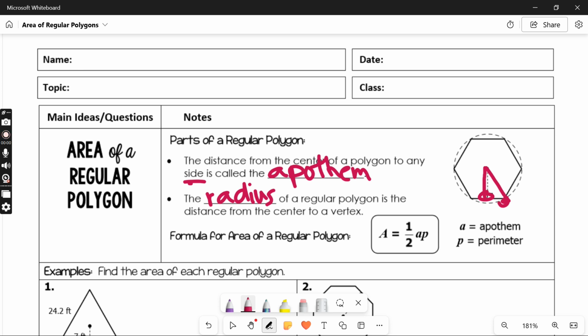So our formula for the area of a regular polygon is 1/2 a times p, where a is the apothem. Remember, that's the distance from the center to the side, and then p is the perimeter. Perimeter is where we're adding up each of our side lengths. So on a regular polygon, all of these sides are exactly the same.